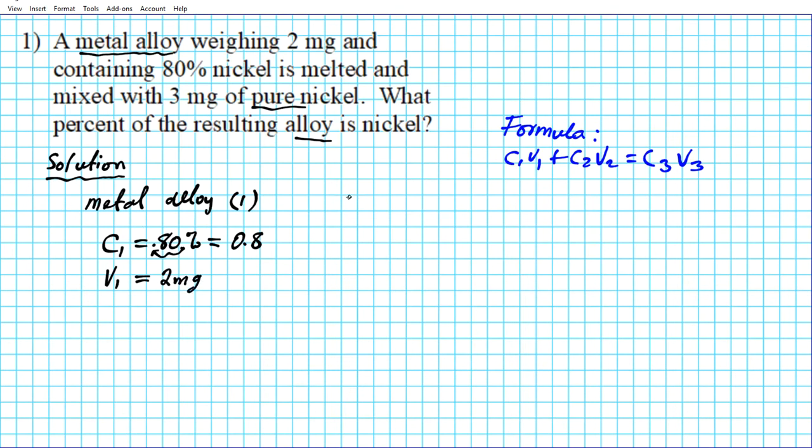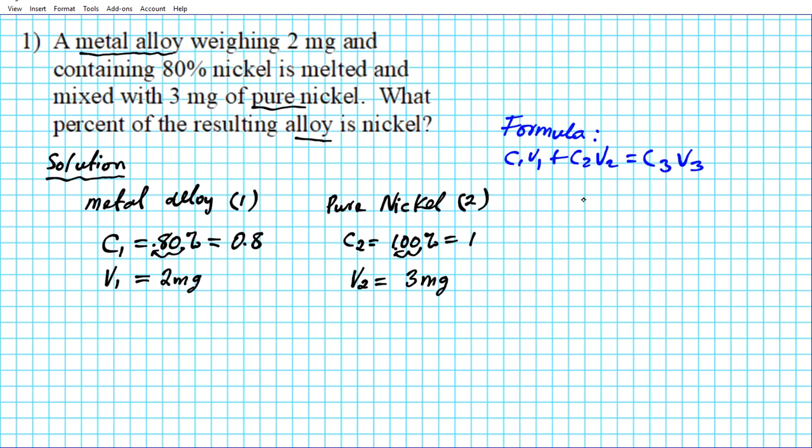For 2, what are we mixing with this metal alloy? We're mixing pure nickel, so pure nickel will be our 2. What is C2, the concentration of nickel in pure nickel? There is only nickel in pure nickel, so the concentration is 100%. In decimal form, you move the decimal point to the left 2 places, so 100% is 1. What is the volume of pure nickel? V2 is 3 milligrams.